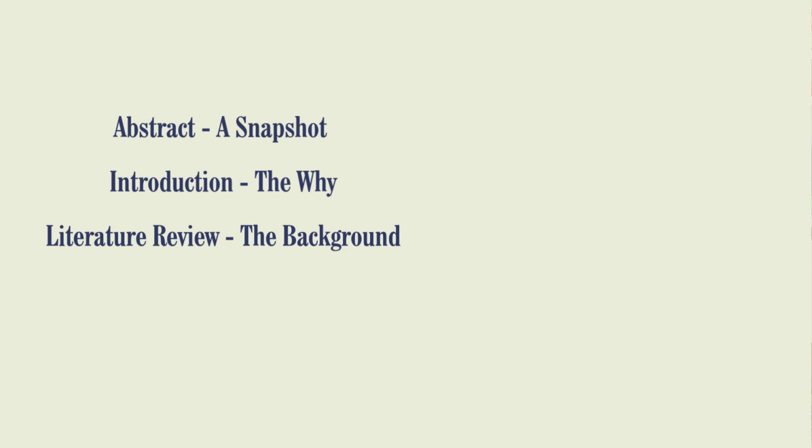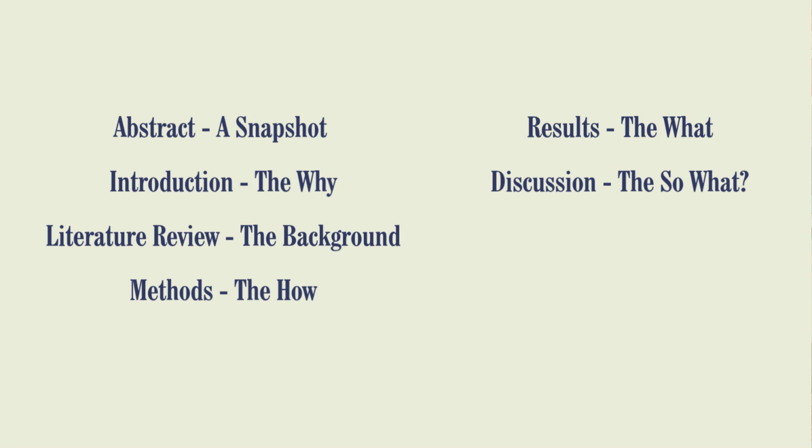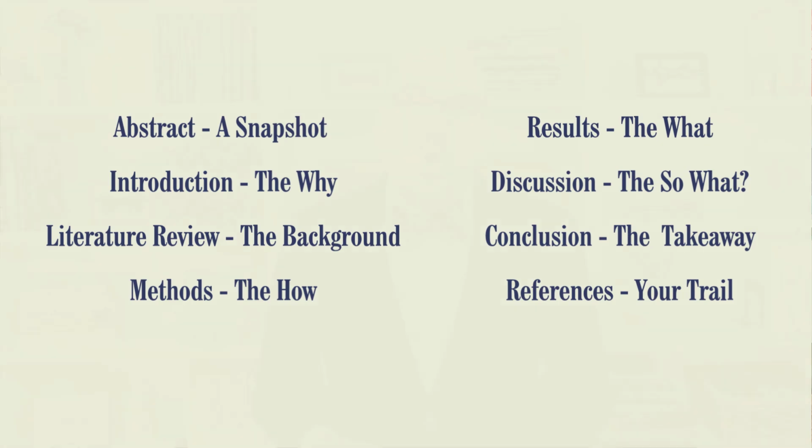So here's the big idea. You don't have to read every word of every section of every paper. You just need to know what each section is trying to tell you and where to focus your attention based on your needs at the time. To recap, the abstract is the snapshot. The introduction is the why. The literature review tells you the background. The methods tell you the how. The results tell you the what. The discussion tells you the so what. The conclusions tell you the takeaway. And the references, they're your trail. Once you know the anatomy, you can navigate research articles faster, more confidently, and with a clear purpose.